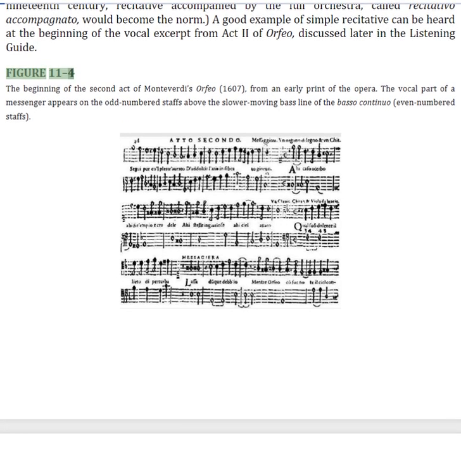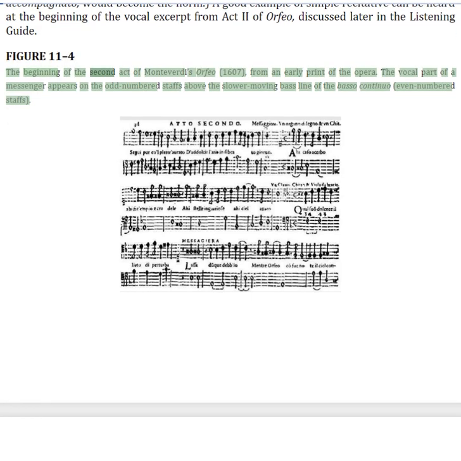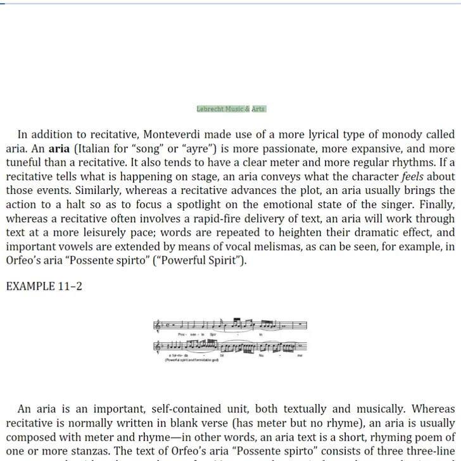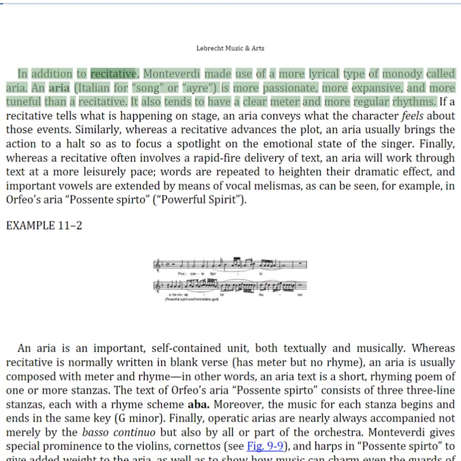Figure 11:4. The beginning of the second act of Monteverdi's Orfeo, from an early print of the opera. The vocal part of a messenger appears on the odd-numbered staffs above the slower-moving bass line of the basso continuo. Lebrecht Music and Arts. In addition to recitative, Monteverdi made use of a more lyrical type of monody called aria.